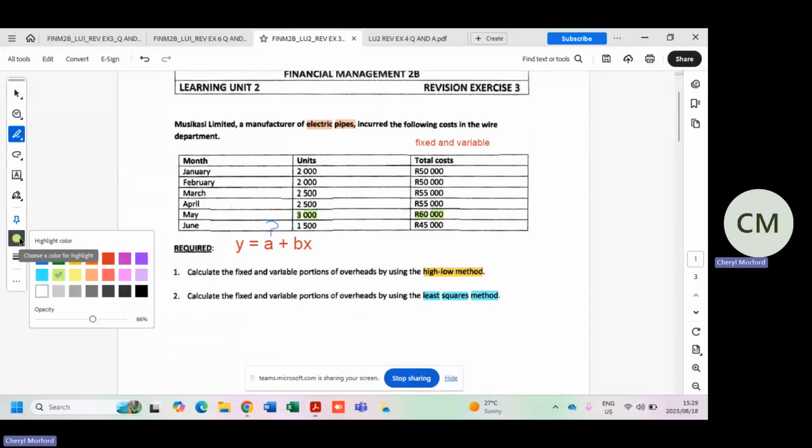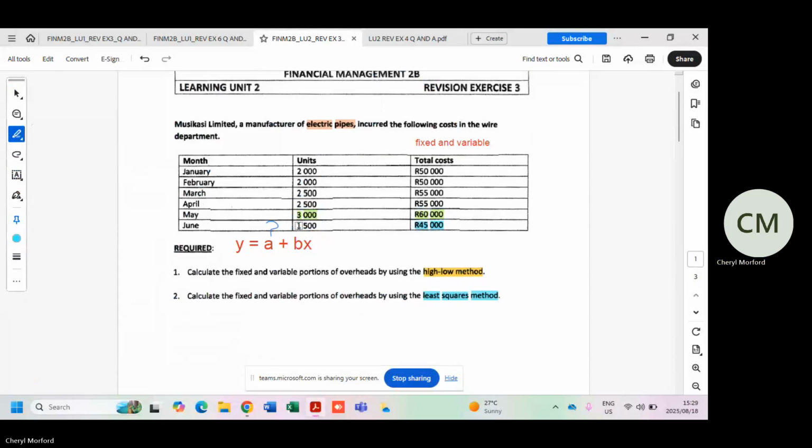Now let's look for the lowest. So the lowest is the one underneath, 45,000 cost at a total of 1,500 units. Okay, so just to repeat, I made a bit of a mistake. Highest cost, 60,000. Lowest cost, 45,000 Rand. Highest level of activity, 3,000 units. Lowest level, 1,500.